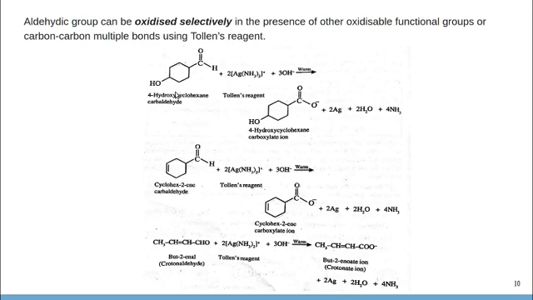So here we have 4-hydroxycyclohexane carbaldehyde. Here we have one oxidizable functional group, that is OH. On treating this compound with Tollens reagent, we will get the corresponding carboxylate ion. But this OH group will not undergo oxidation. So Tollens reagent is very selective for the oxidation of the aldehyde group only.